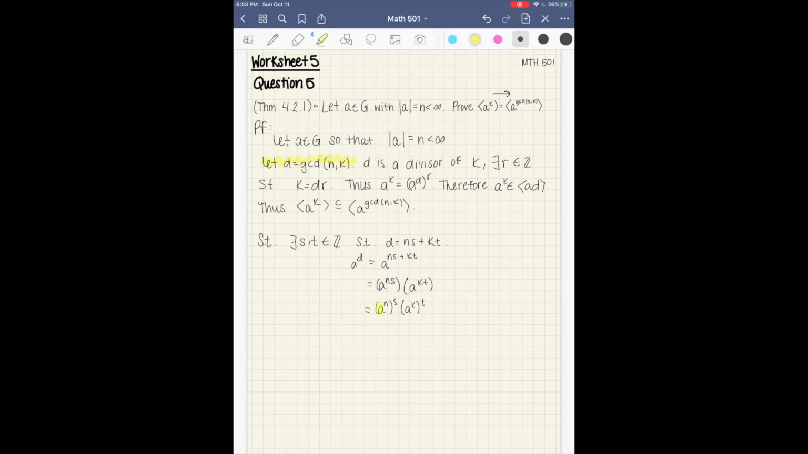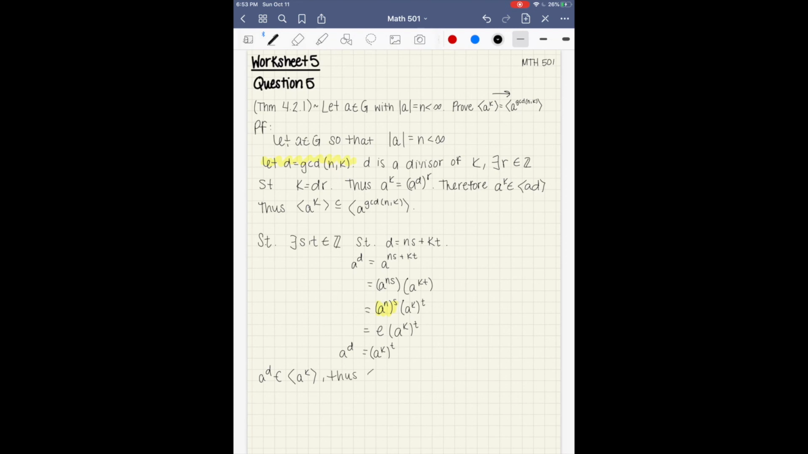Well, we know that a^n is just the identity. So we have (a^k)^t times the identity. So then we can say that we have just (a^k)^t. So we just proved that a^d is equal to (a^k)^t. Thus, a^d is an element of the cyclic group generated by a^k.